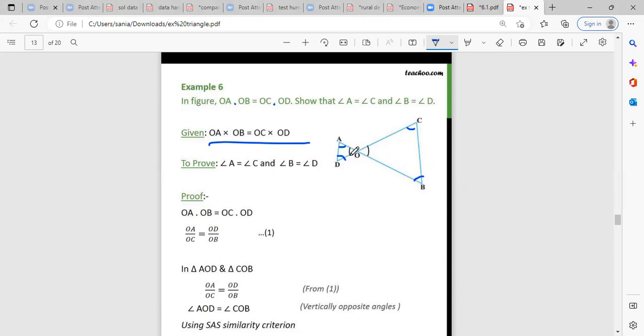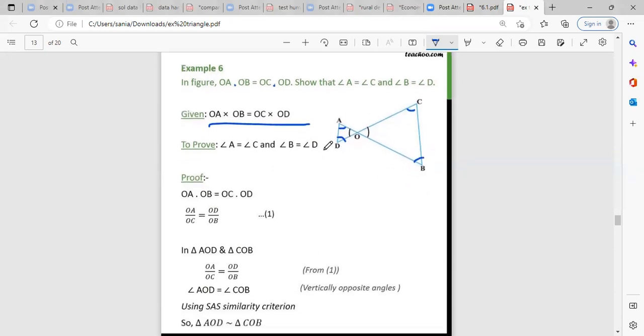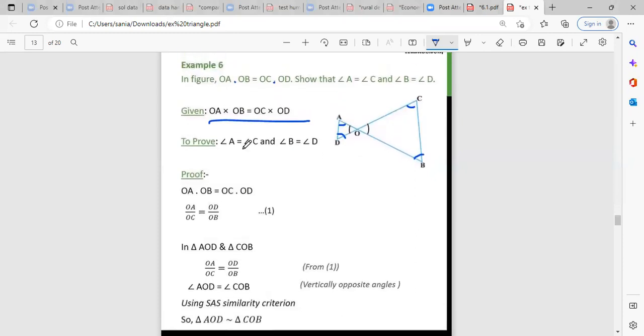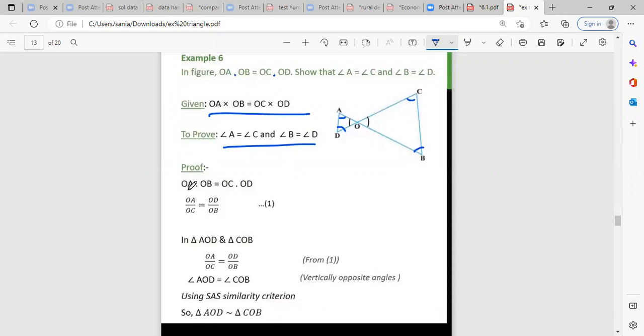So again, somewhat easy but a little bit of complication. This is what you have to prove. In case they ask you to prove that angle A is equal to angle B, it's very easy, because you just have to prove that these lines are parallel and you can easily do it. But over here you have to prove the other thing, that OA multiplied by this is equal to this. This is what you have to prove.